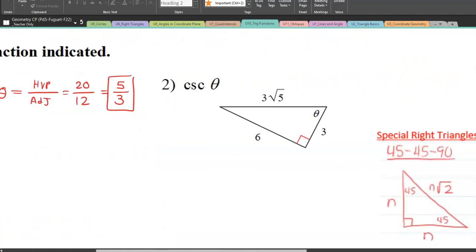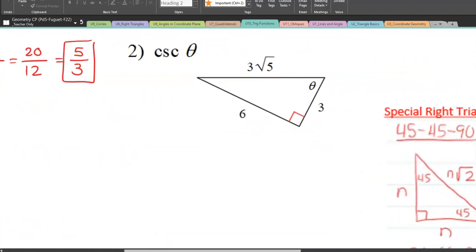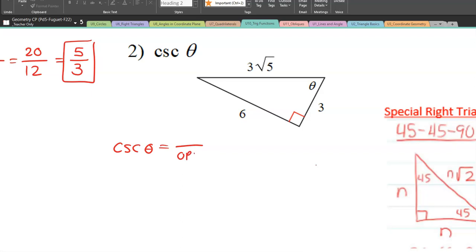In the second one, we're going to look at cosecant. Now, cosecant, let's write that down here, is the reciprocal of sine. And sine is opposite over hypotenuse. So we're going to flip it and write hypotenuse over opposite.